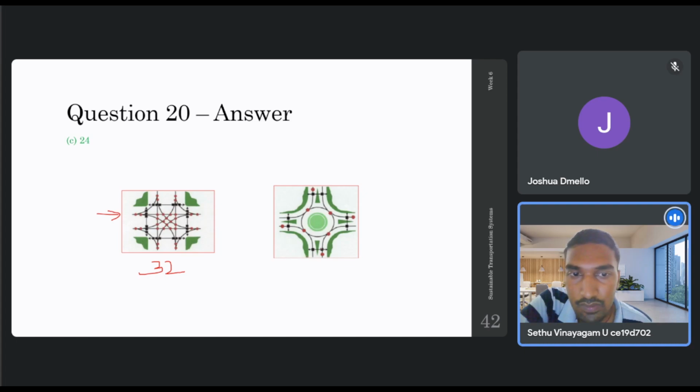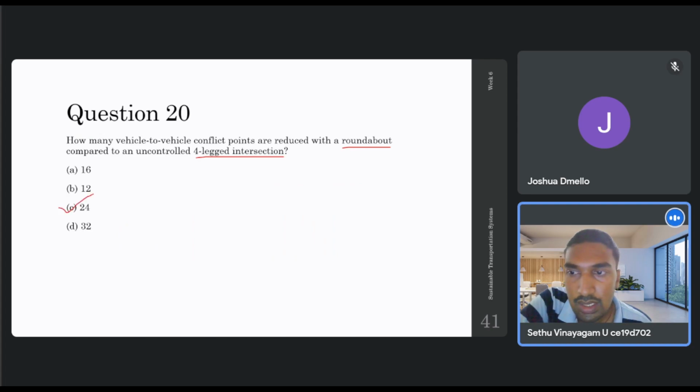So here we'll have in total 8 conflict points, right? From 32 we have reduced to 8 by using a roundabout, right? Therefore the reduction is 32 minus 8, which is 24, right? So the right option is C. We'll be able to reduce 24 conflict points if we go for a roundabout.